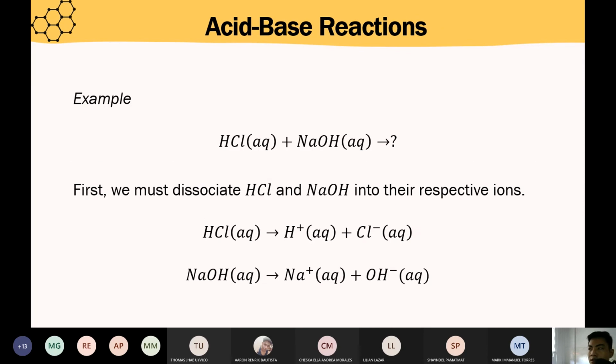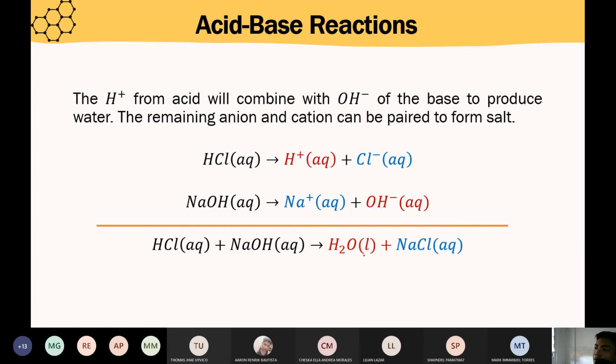Okay, so let's see some example. So again, as I told you, this is a double displacement reaction. So you split them first into ions, and then you swap partners. So this will be partnered with that, this will be partnered with that. You just swap partners. So by swapping partners, you will form water and sodium chloride. Very easy.